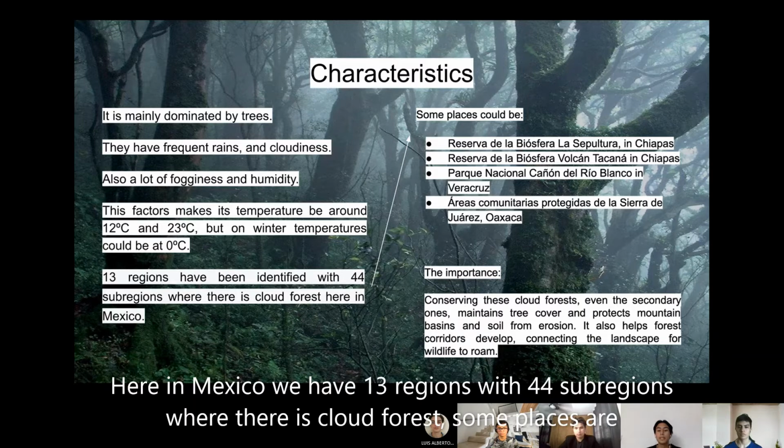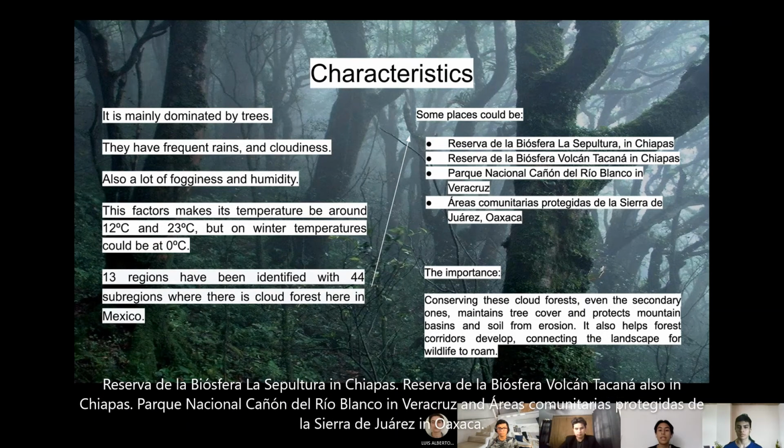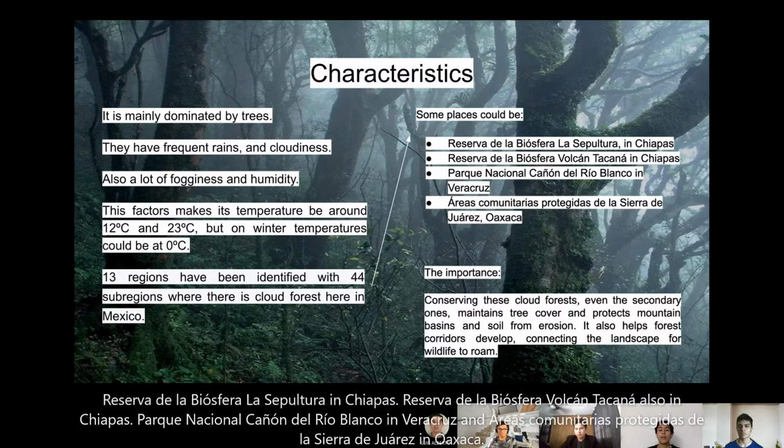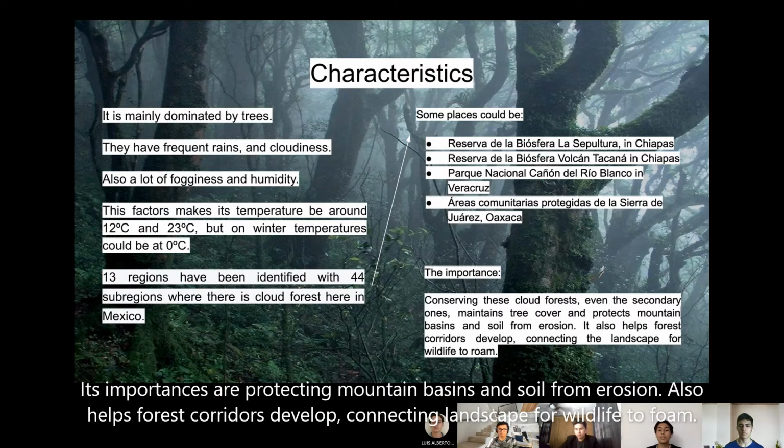Some places are Reserva de la Biosfera La Sepultura in Chiapas, Reserva de la Biosfera Volcán Tacana, also in Chiapas, Parque Nacional Cañón del Río Blanco in Veracruz, and áreas comunitarias protegidas de la Sierra de Juárez in Oaxaca. Its importance is protecting mountains, basins, and soils from erosion. Also, it helps forest corridors develop, connecting landscapes for wildlife and fauna.